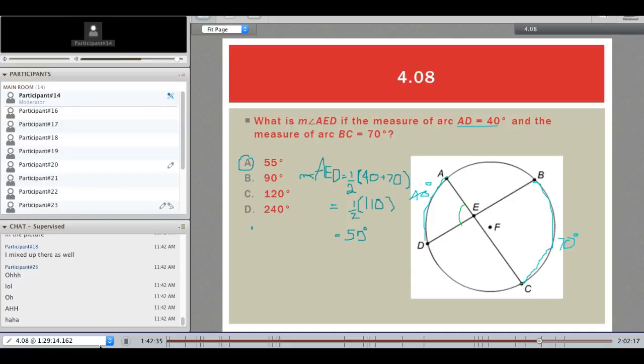But very good, yes. And that actually brings up a good point, because the angle that you're finding with this formula is the one that's in line with the arcs. So it's the vertical angles here. Yep. Very, very good. Beautiful.